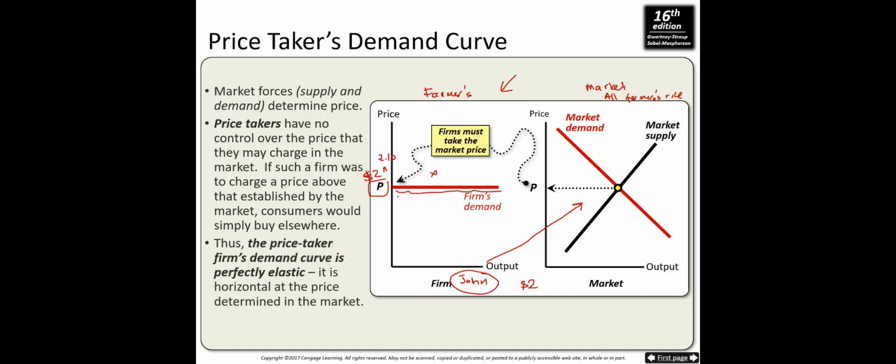So is there a point that this farmer sells at 1.9? If he sells below $2, he's going to make a loss. Okay, in competitive markets, the prices are so low that you just make normal profit. There is no point to decrease the price because at $2 you have many buyers in the market. But if you even make the price 2.10, you are going to lose all your buyers. That's why this demand curve is horizontal. So the price taker firm's demand curve is perfectly elastic. It is horizontal at the price determined in the market.